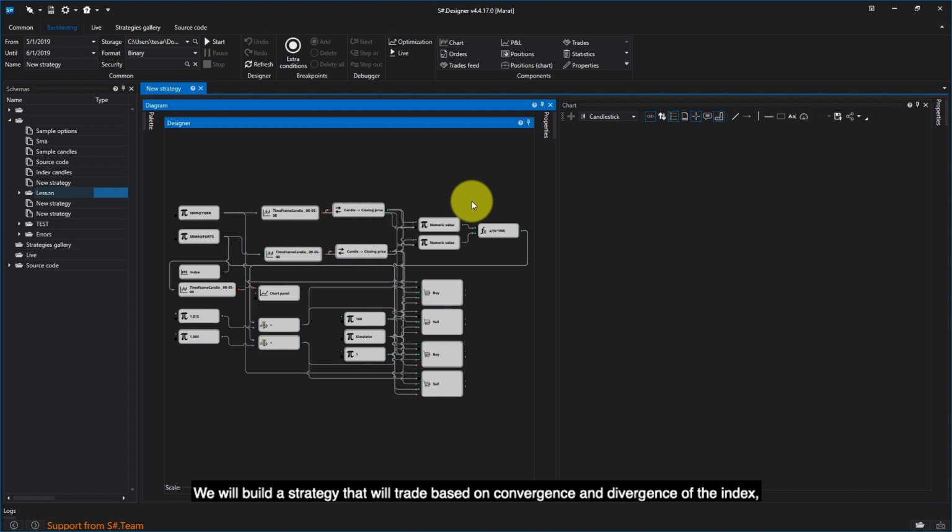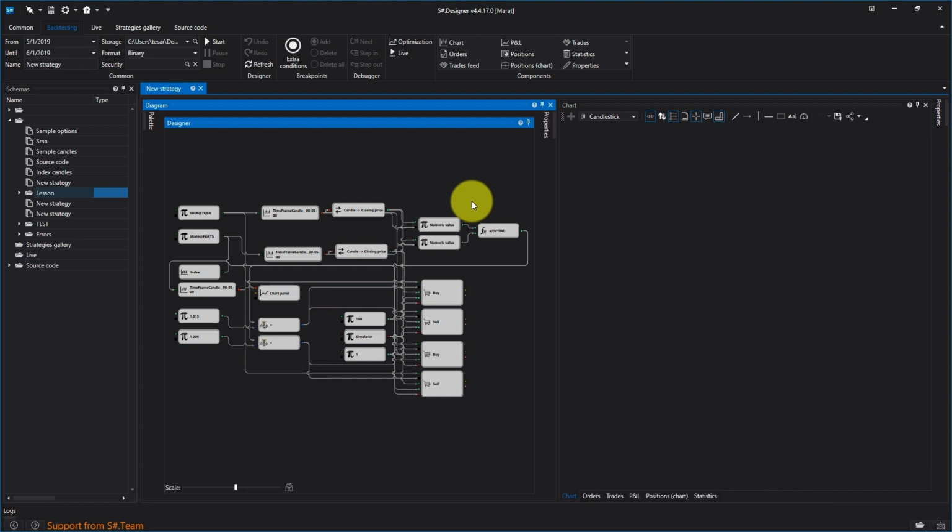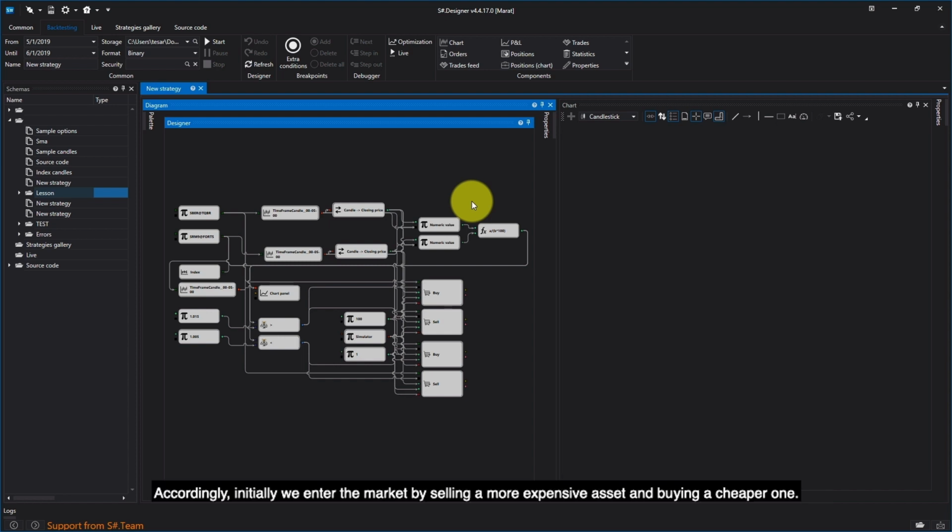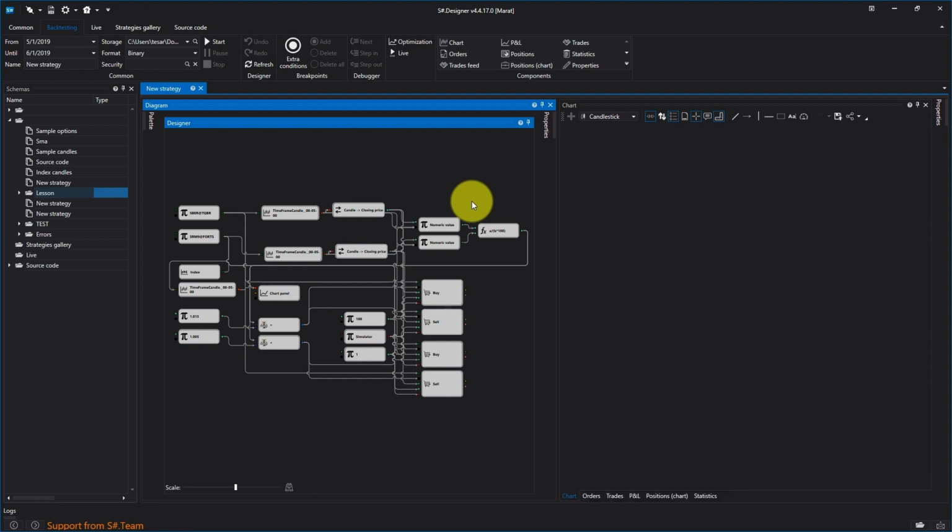We will build a strategy that will trade based on convergence and divergence of the index, which reflects the ratio of the value of one instrument to the value of another. We will take Cyberbank shares for the first instrument and Gazprom shares for the second. Since the cost of the first is higher than the cost of the second, the ratio will initially be greater than 1. Accordingly, initially we enter the market by selling a more expensive asset and buying a cheaper one. In our case, we buy Gazprom shares and sell Cyberbank shares.